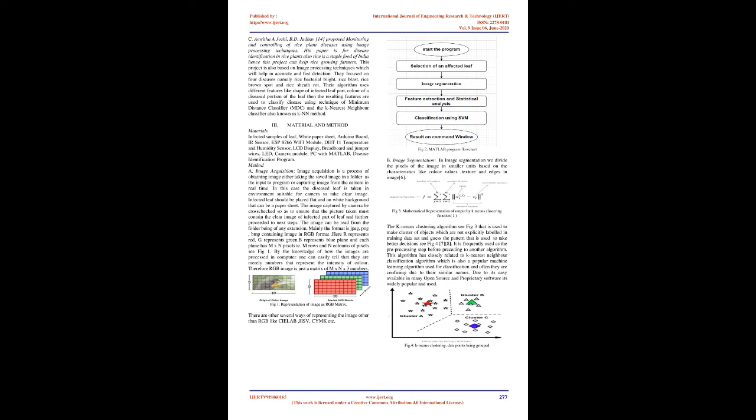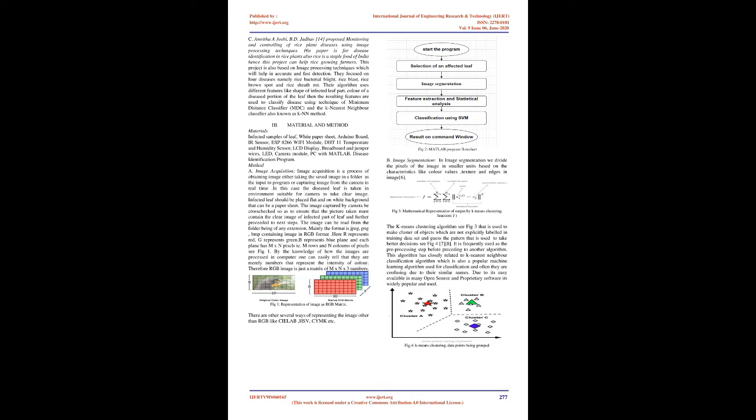Image acquisition. Image acquisition is a process of obtaining an image, either taking the saved image in a folder as the input to the program or capturing an image from the camera in real time. In this case, the diseased leaf is taken in an environment suitable for the camera to take a clear image. The infected leaf should be placed flat on a white background, which can be a paper sheet. The image captured by the camera should be cross-checked to ensure that the picture contains a clear image of the infected part of the leaf, and then further proceeded to the next steps.